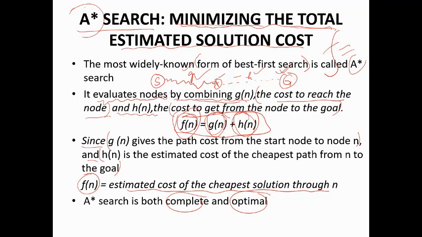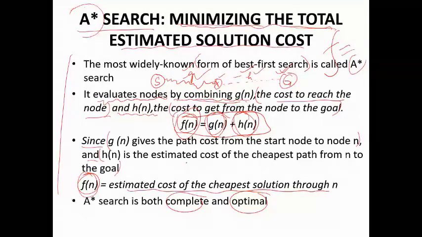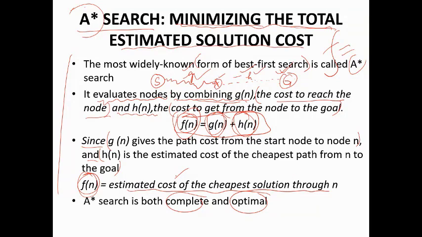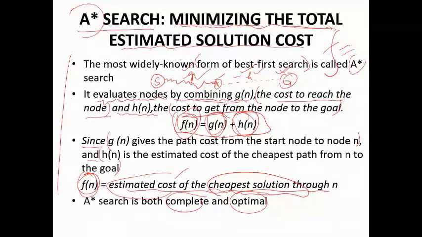The best search. This is what we discussed in all these points. The next thing is, since G gives the path cost from the start node to the node N, G, as I told you, this is the G, and H is the estimated cost of the cheapest path from N to the goal. So the function F(n) is equal to the estimated cost of the cheapest solution that we can achieve, that we can get.